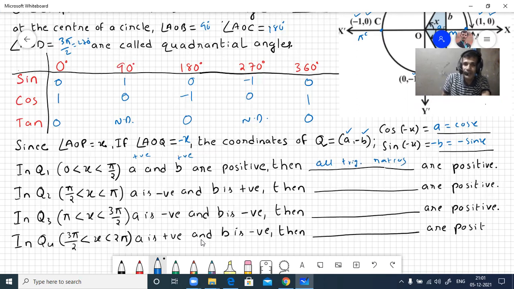In the second quadrant, when the angle lies between 90 and 180, the x is negative and the y coordinate B is positive. So x negative means cos will be negative, and sine, the second coordinate, is positive. So sine and its reciprocal cosec are positive. Only these two are positive. Remaining all trigonometric ratios are negative.